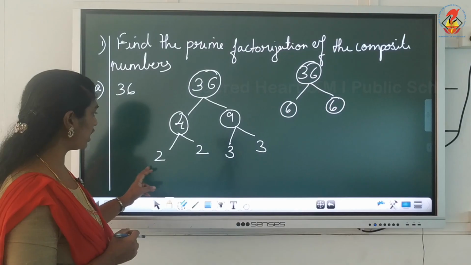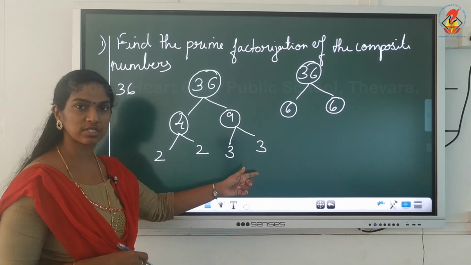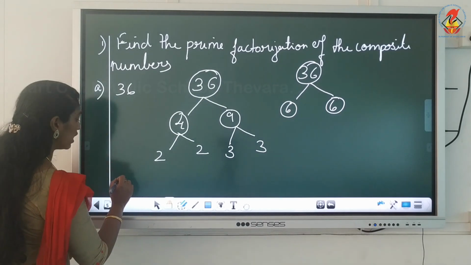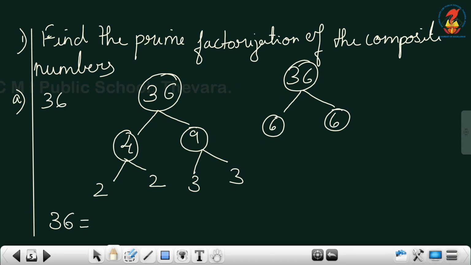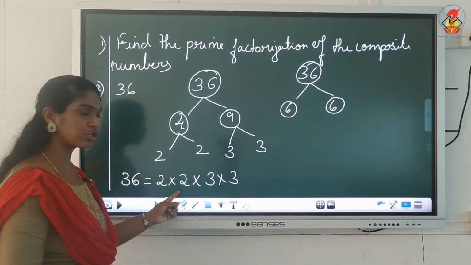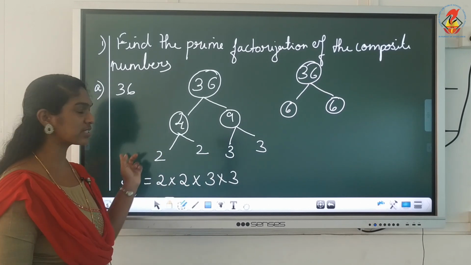Yes. So finally what have I got after breaking it up? I have got prime numbers. So what can I say? The prime factorization of 36, I can write it down like this: 2 into 2 into 3 into 3. Now you multiply and see whether you are getting 36. 2 into 2 is 4. 3 into 3 is 9. So 4 into 9 is 36.